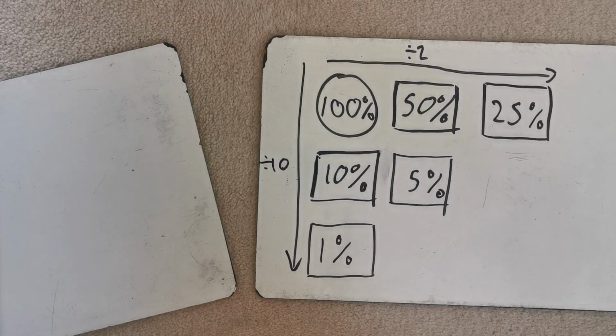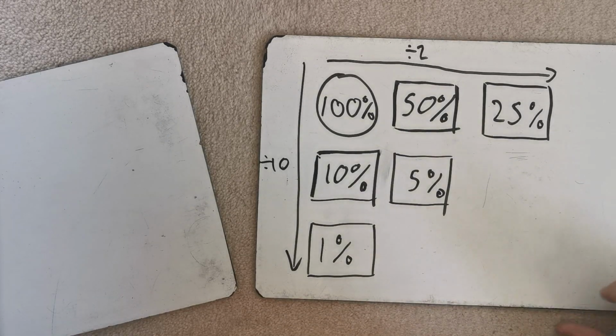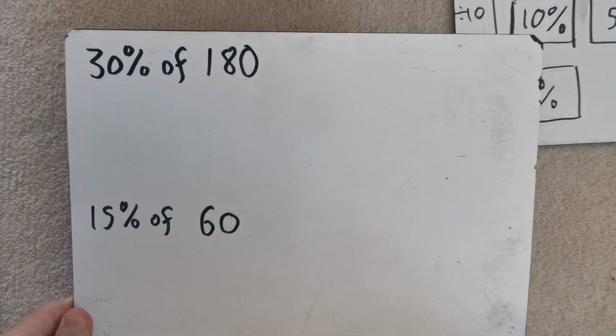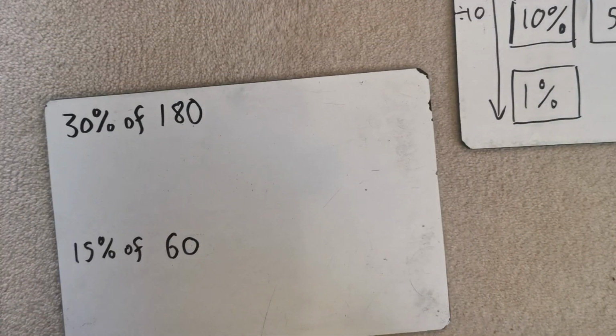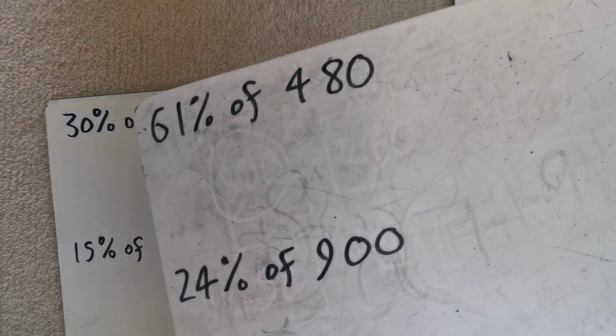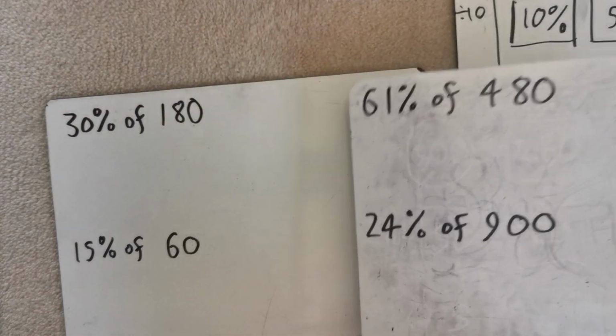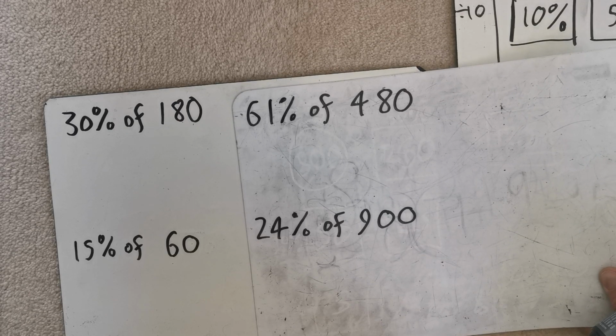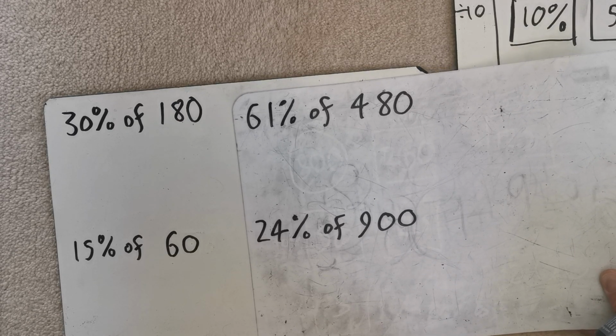Okay, another quick video on percentages. This time this is going to be slightly more difficult. This time we're going to use percentages of any kind, really. So, for example, a couple of examples there: 30%, 15%. Another couple of examples here: 61%, 24%. If you can do those already, give them a go, because I will be going through them in a sec.